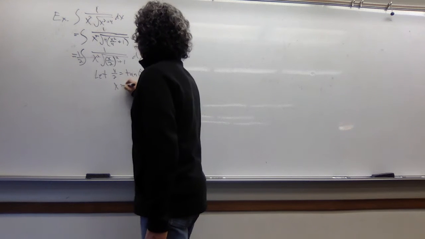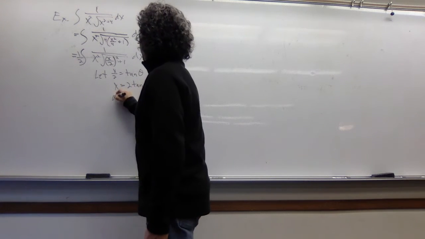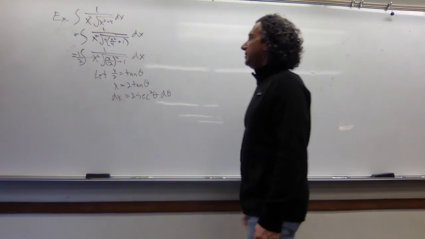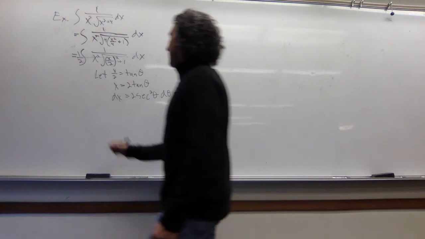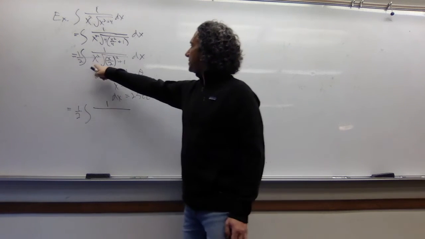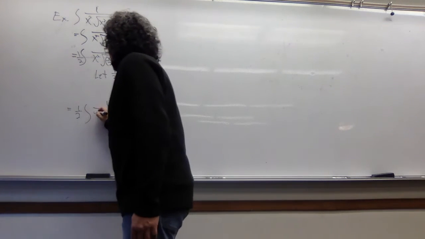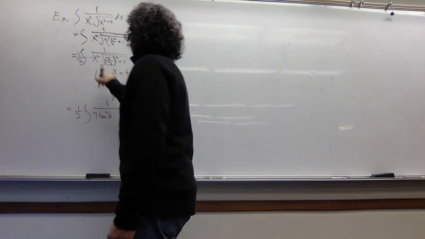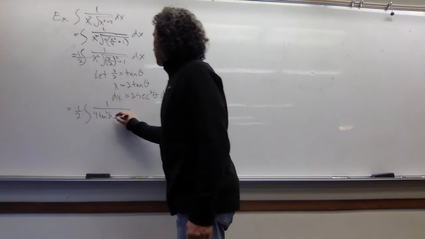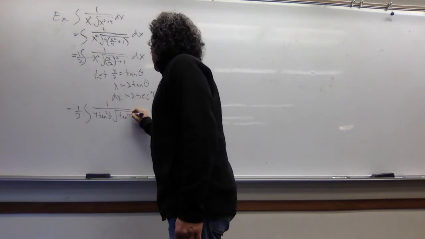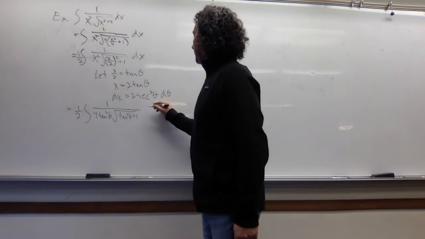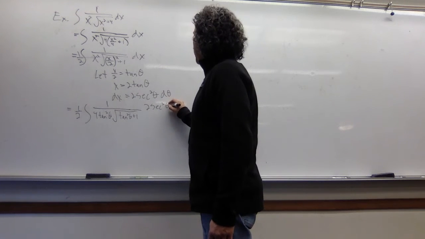So we have that x is 2 tan theta, so that dx is 2 secant squared theta d theta. So this is the same thing as 1/2 the integral. Well, let's see, x squared is 4 tan squared theta. That's this piece. This guy is the square root of tan squared theta plus 1. That's that piece. Dx is 2 secant squared theta d theta.